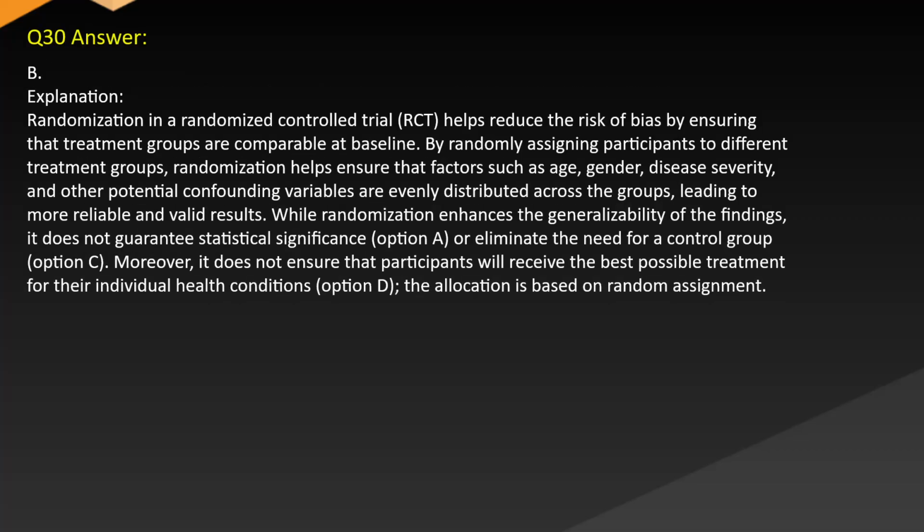Answer. B. Explanation. Randomization in a randomized controlled trial, RCT, helps reduce the risk of bias by ensuring that treatment groups are comparable at baseline. By randomly assigning participants to different treatment groups, randomization helps ensure that factors such as age, gender, disease severity, and other potential confounding variables are evenly distributed across the groups, leading to more reliable and valid results. Randomization enhances the generalizability of the findings. It does not guarantee statistical significance, option A, or eliminate the need for a control group, option C. Moreover, it does not ensure that participants will receive the best possible treatment for their individual health conditions, option D. The allocation is based on random assignment.